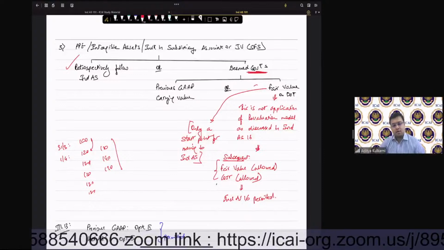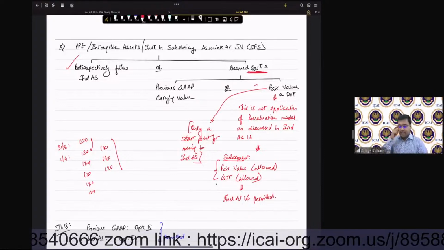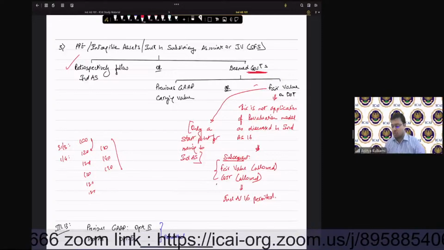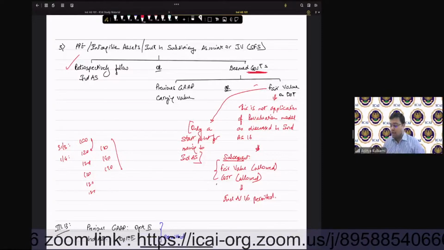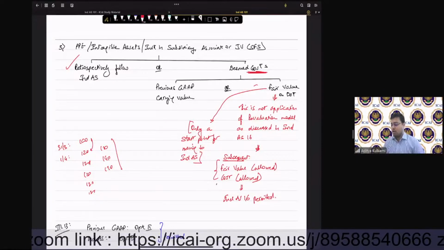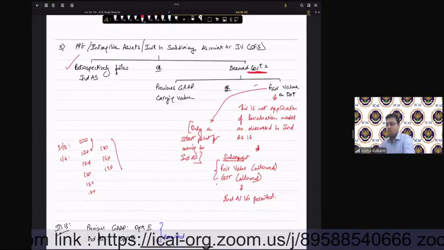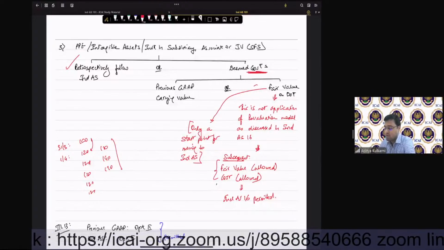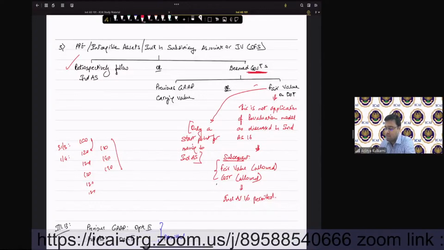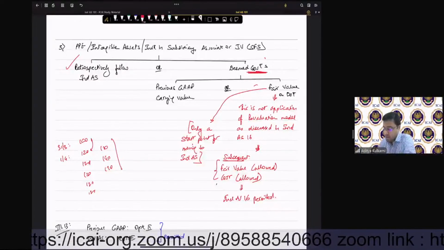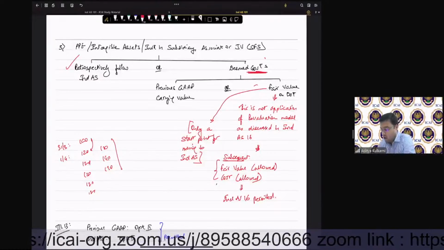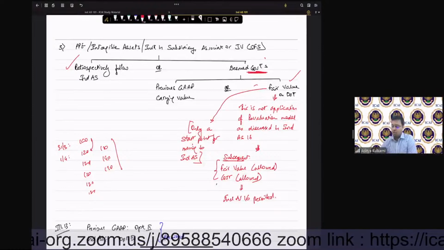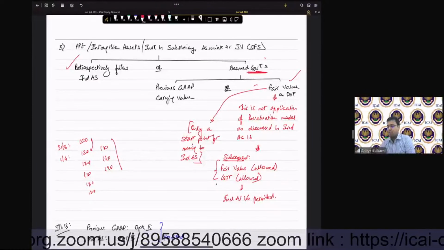investment in subsidiary, associate, or joint venture. So, in this case, you can retrospectively follow Ind AS, so bring forward those costs only as it is, or you can go for deemed cost. What is the deemed cost? Previous GAAP carrying value, or you can opt for the fair value on the date of transition.